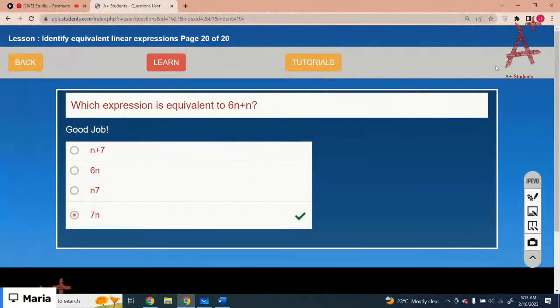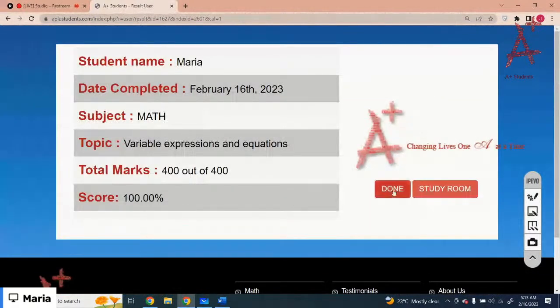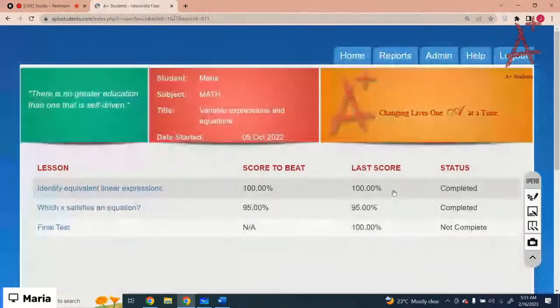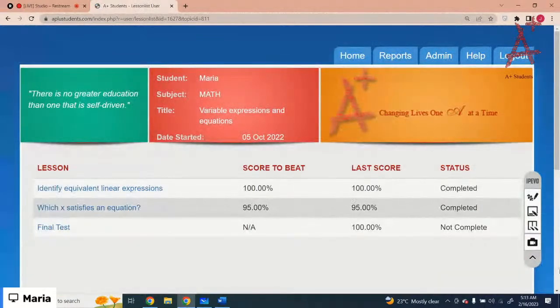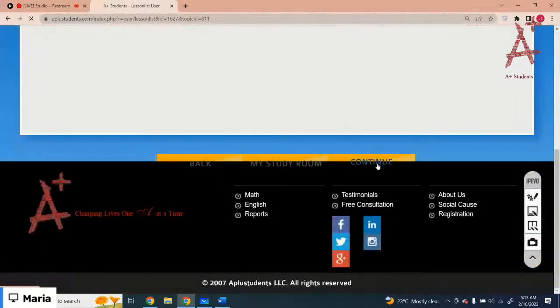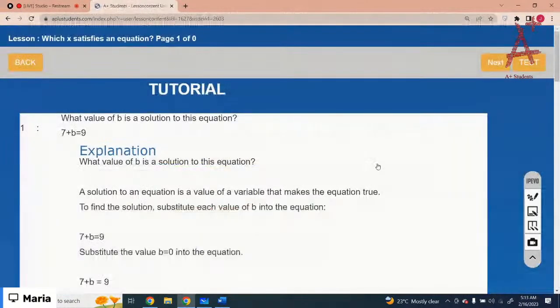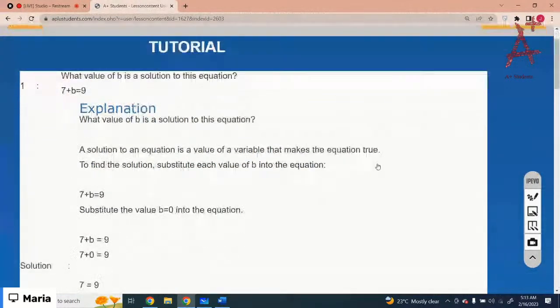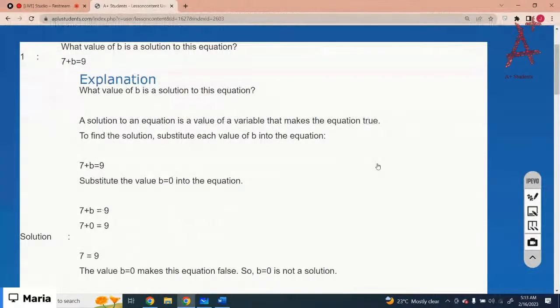The next lesson is which x satisfies an equation. Okay, which x satisfies an equation. What value of b is the solution of the equation? You are given the equation, and you have to find the solution of the equation. Like the first one, 7 plus b equals 9. Basically, you have to calculate the value of b. Got it? So a solution of an equation is a value of the variable that makes the equation true.